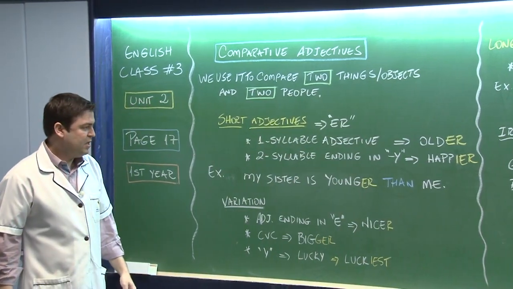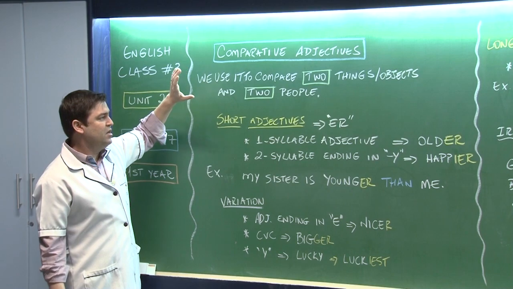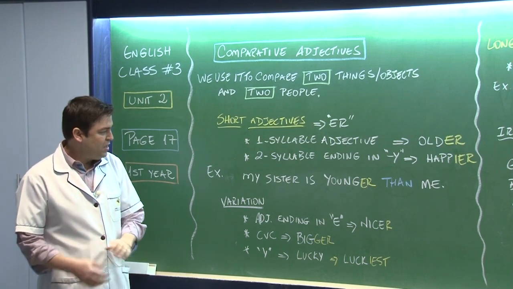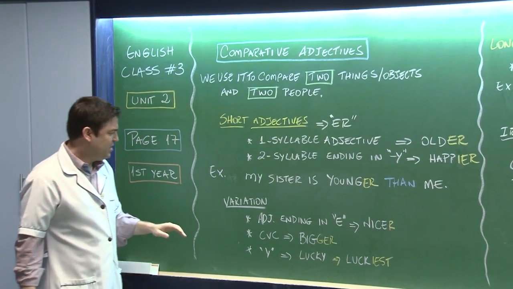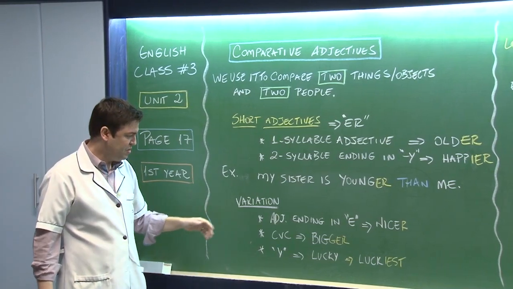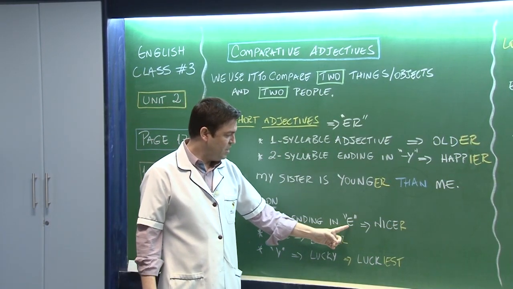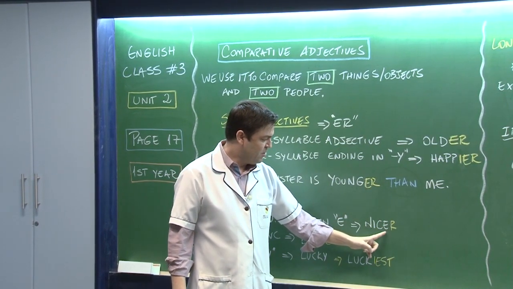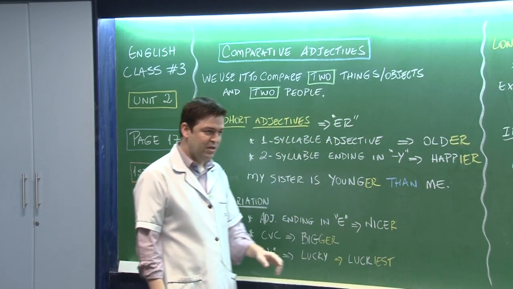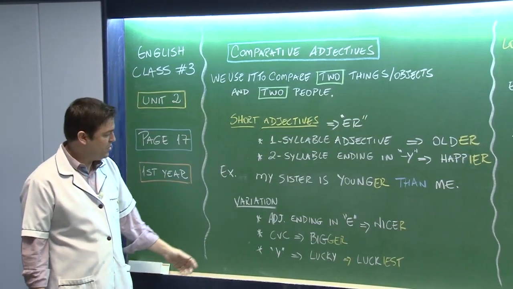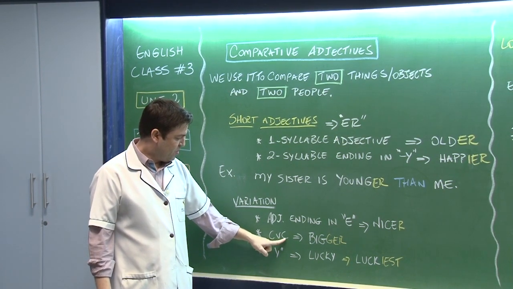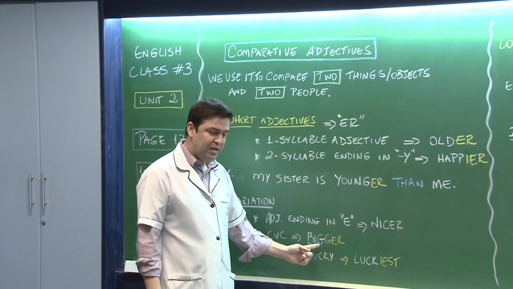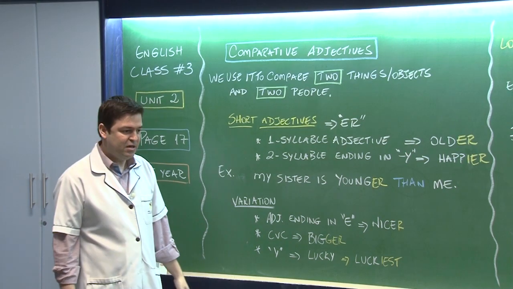So remember, with comparative adjectives we compare two things or two people, right? We also have some variations, which are exceptions. For example, adjectives ending in E, the word nice. We don't need to add an extra E, we just need to add R, okay? So I don't need to have two E's in the word. The CVC rule, consonant, vowel, consonant: the word big, for example, you double the last consonant and then add ER, okay?